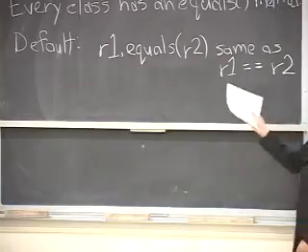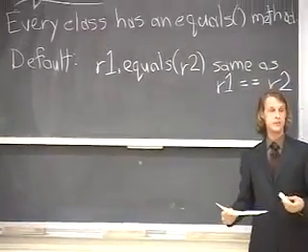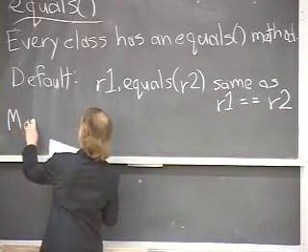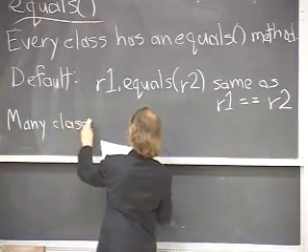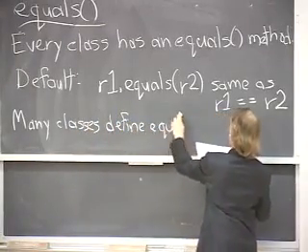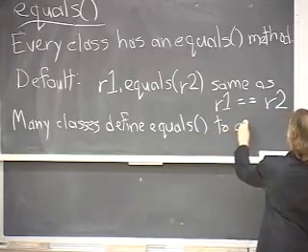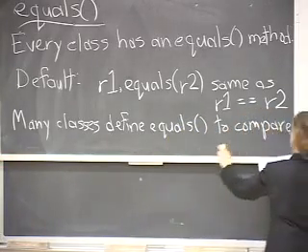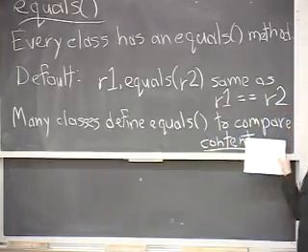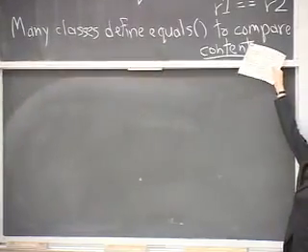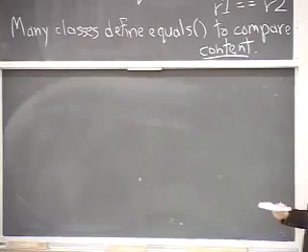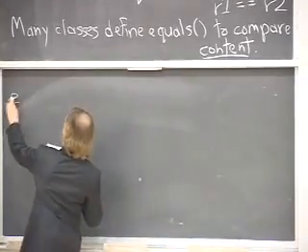But a lot of classes take the opportunity to redefine equals to mean something else. So many classes define equals to compare the content of two objects, and we'll say that two objects are equal even if they're different objects, as long as they contain the same thing. So an example of a class that does that is String.